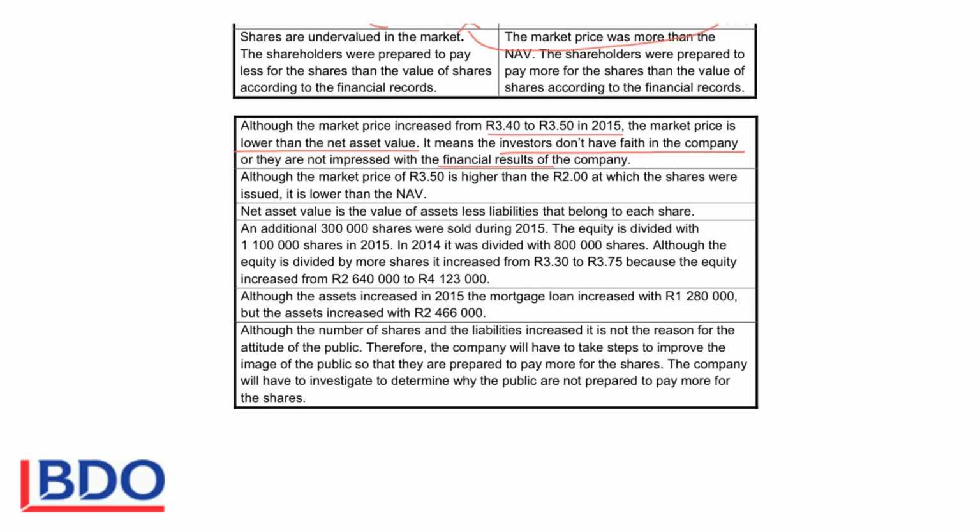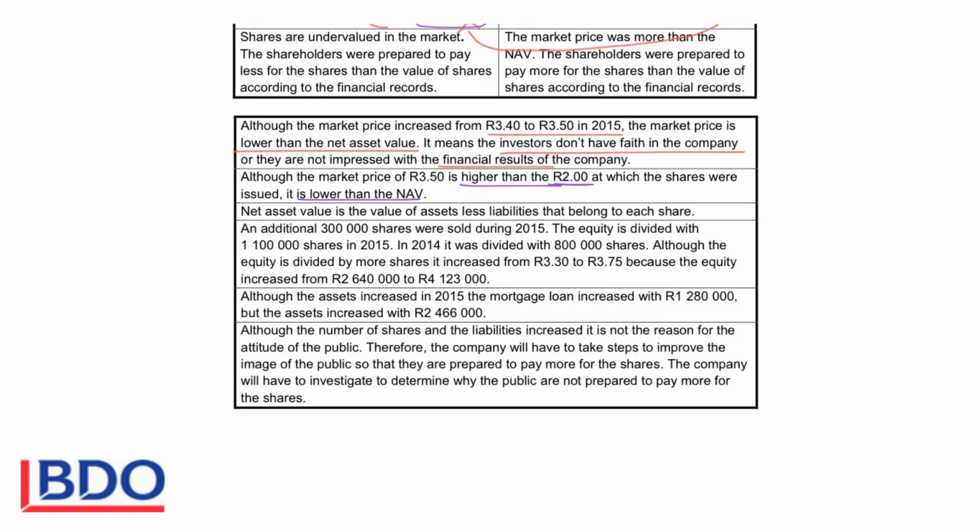Although the market price of the shares is R3.50 and the shares were originally issued at R2 each, it means that the price of the shares is higher than the R2 that it was sold at, but it is lower than the net asset value. So between the time that the shares were sold at R2 and the current financial year, the value of the shares increased to R3.75, the net asset value. So it means assets minus liabilities is worth R3.75 per share.